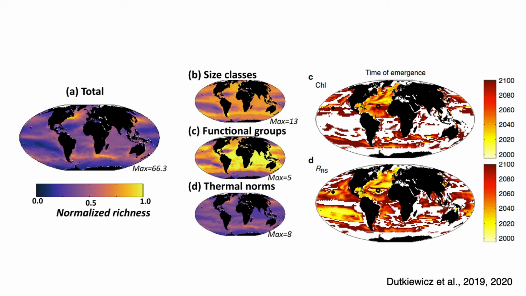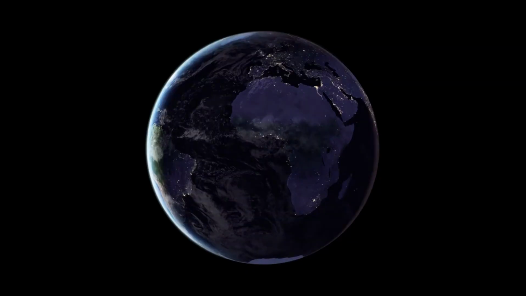On the right, we have what we call time of emergence of chlorophyll. And because of natural variability, the time of emergence of a pattern is not always straightforward. However, Stephanie argues that utilizing remote sensing reflectance at 490 will provide a more sensitive indicator of change.